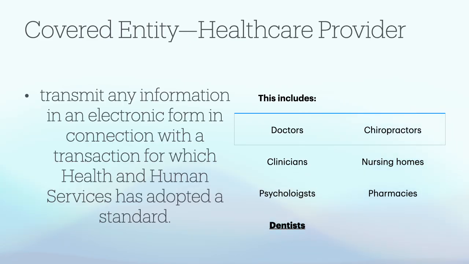The first type of covered entity is healthcare providers. This includes doctors, clinicians, psychologists, dentists, chiropractors, nursing homes, and pharmacies. These are examples of healthcare providers, but only if they transmit any information in an electronic form in connection with a transaction for which Health and Human Services has adopted a standard.